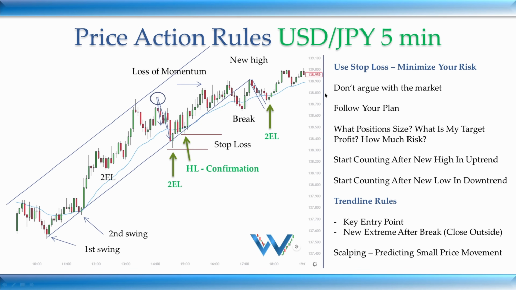We have a break of the channel, which means we expect a new extreme, new high: first entry long pullback, second entry long, two-legged pullback, and the downtrend played out with the break and new extreme. So you can see the same rules we used earlier can be applied on the USD JPY 5-minute chart.